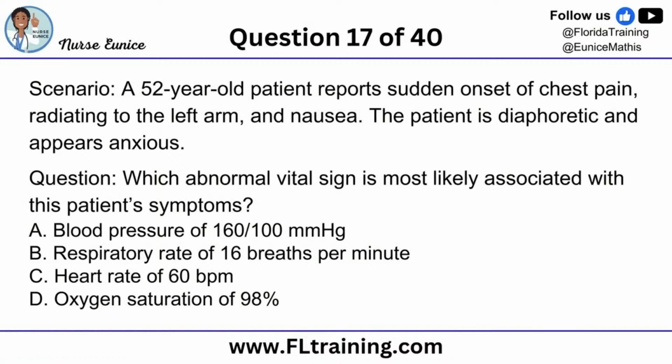Question number 17: a 52-year-old patient reports sudden onset of chest pain, radiating to the left arm, and nausea. The patient is diaphoretic and appears anxious. Which abnormal vital sign is most likely associated with the patient's symptoms? Is it a blood pressure of 160 over 100, a respiratory rate of 16 breaths per minute, a heart rate of 60 beats per minute, or an O2 saturation of 98%?